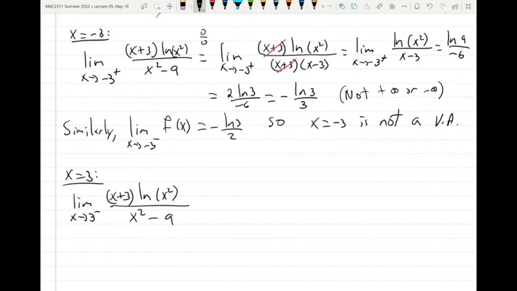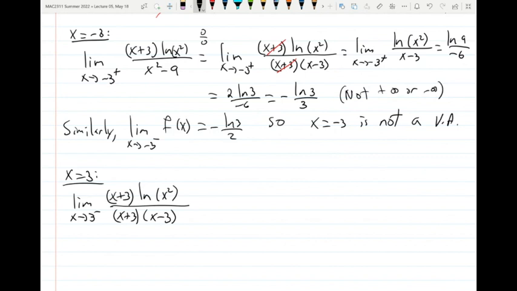Here we're just verifying that we get infinity. Just to make our job easier, instead of x squared minus 9, I'm going to put the factored expression of it already. So we're approaching 3 from the left. First thing that we do is just plug in. The top will just be a number, right? 6 times ln of 9. Whatever it is, it's a number.